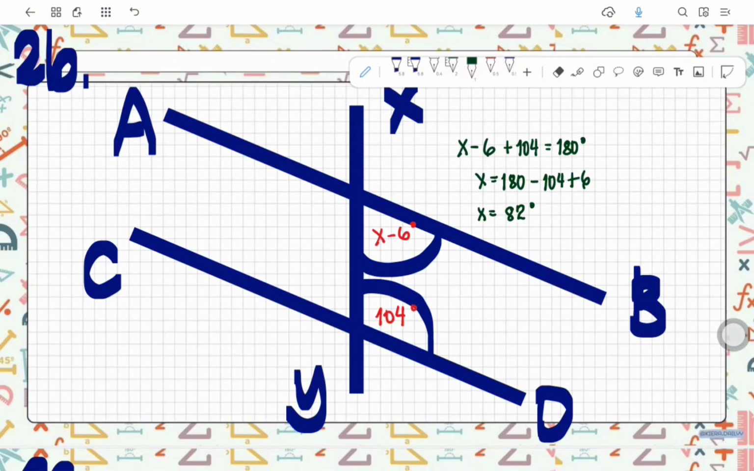Now if we're going to figure out the answer in here, that will become 82 minus 6, and 82 minus 6 is equal to 76 degrees. Okay. Now, if we add 76 plus 104, that is equal to 180 degrees. So, our answer is correct.